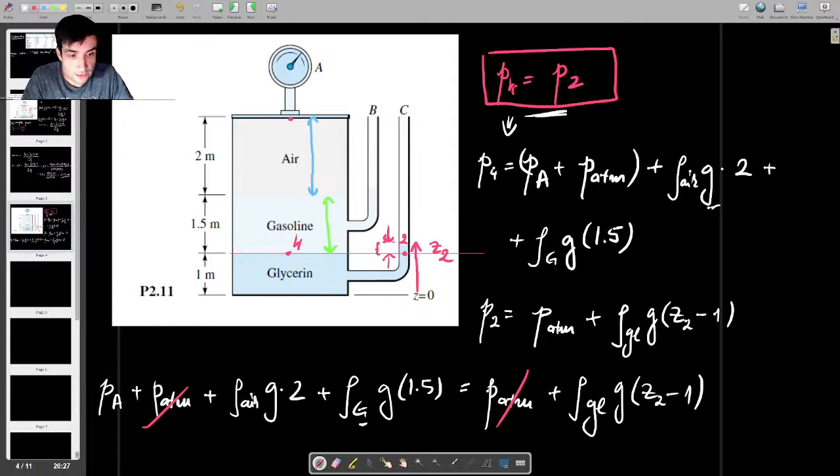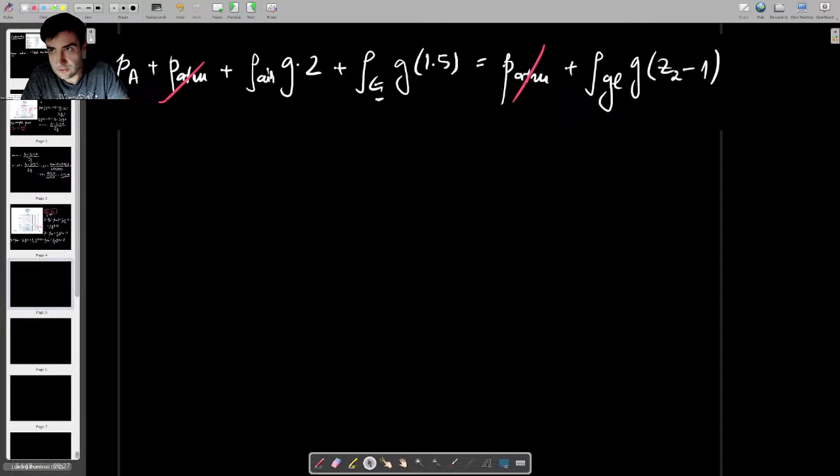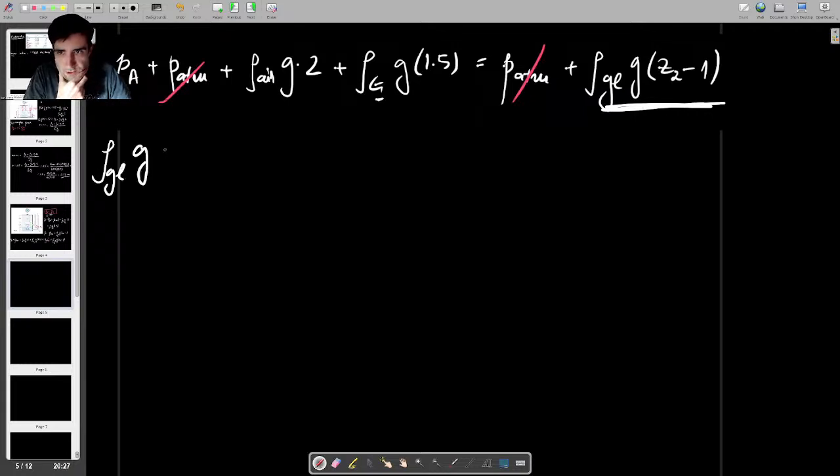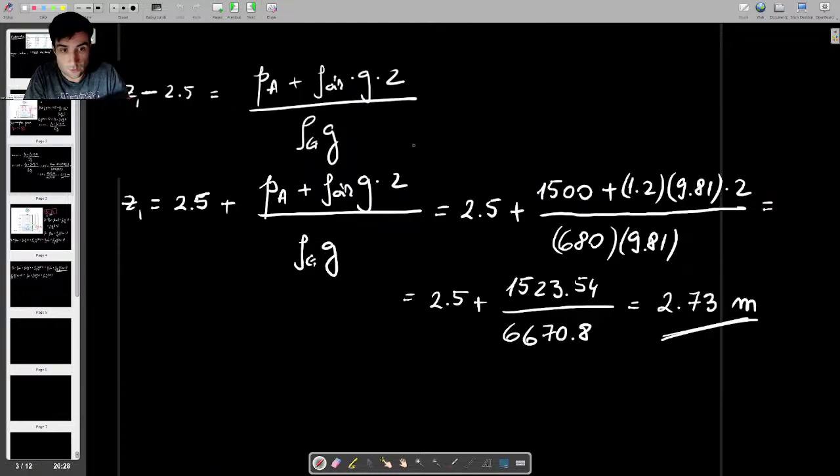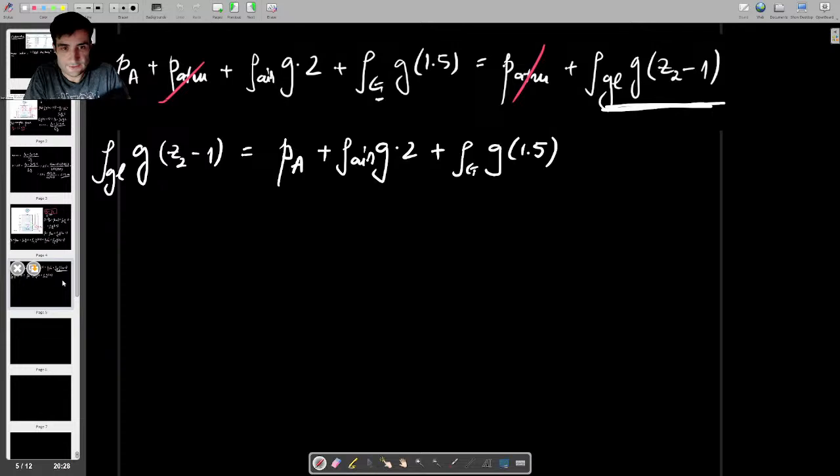And now we rearrange to get Z2. I'll put this on the next page. I want this by itself, which it already is. So density of the glycerin times g times Z2 minus 1 equals the pressure at A plus air density g times 2 plus density of the gasoline g times 1.5. I kept saying density of the glycerin, but it was gasoline, and thankfully I used the correct density when I did the calculations previously. So that's all good.